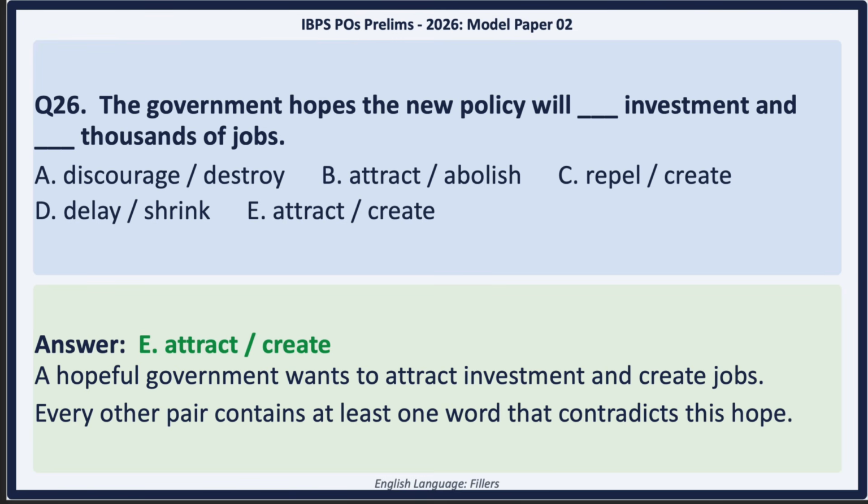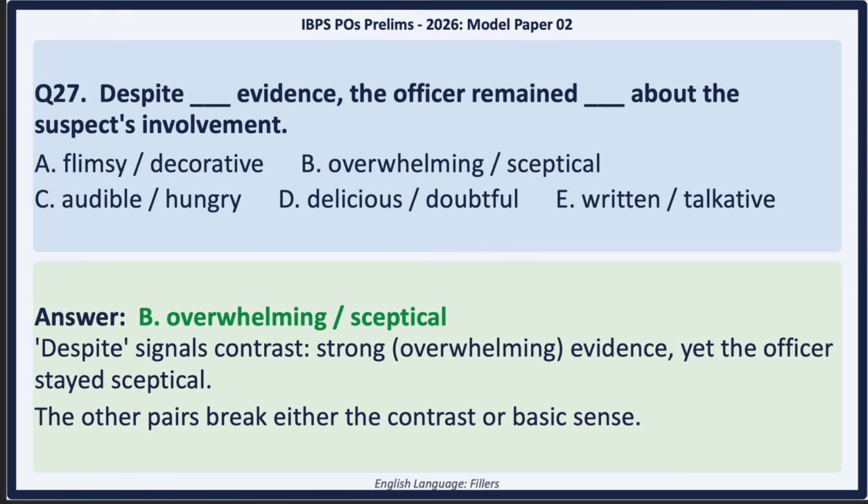Semantic alignment. The government hopes the new policy will blank investment and blank thousands of jobs. The word hopes is our positive operator. A government hoping for an economic outcome mathematically dictates positive, generative actions. The correct choice is E, attract and create. Because words like shrink would invalidate the intent. Exactly. Question 27 evaluates concessive contrast.